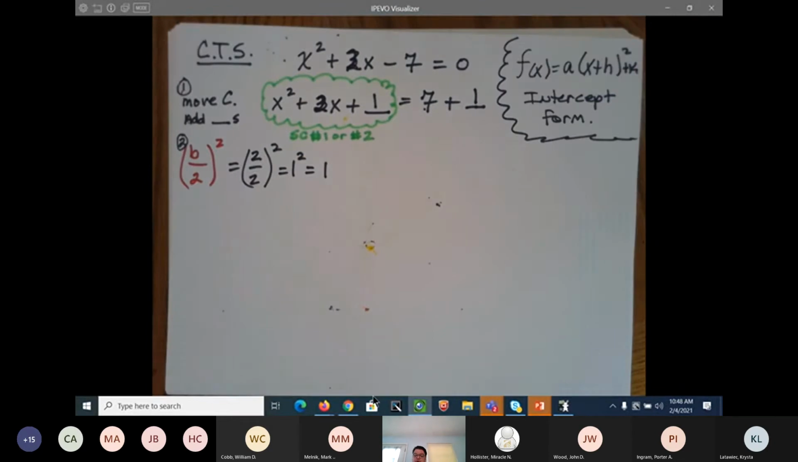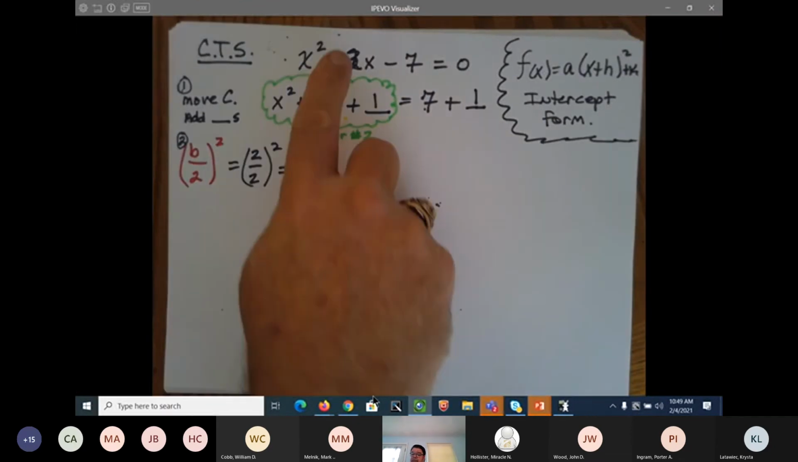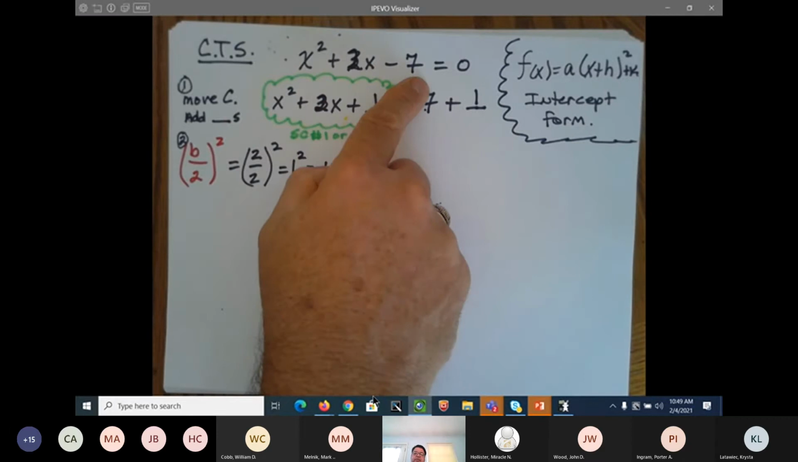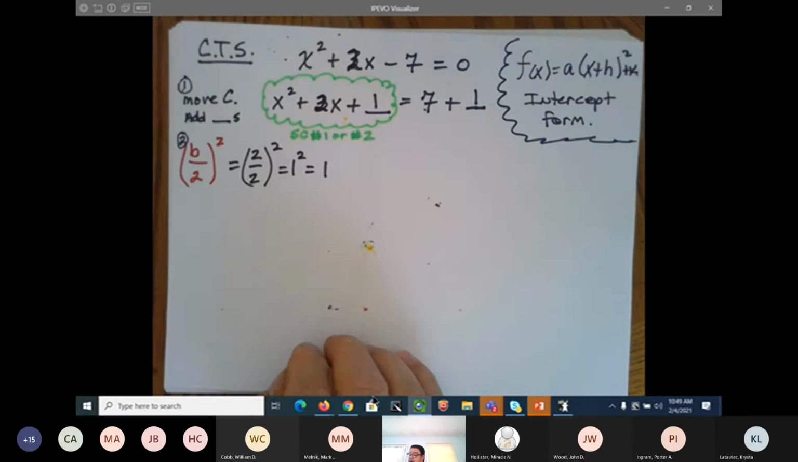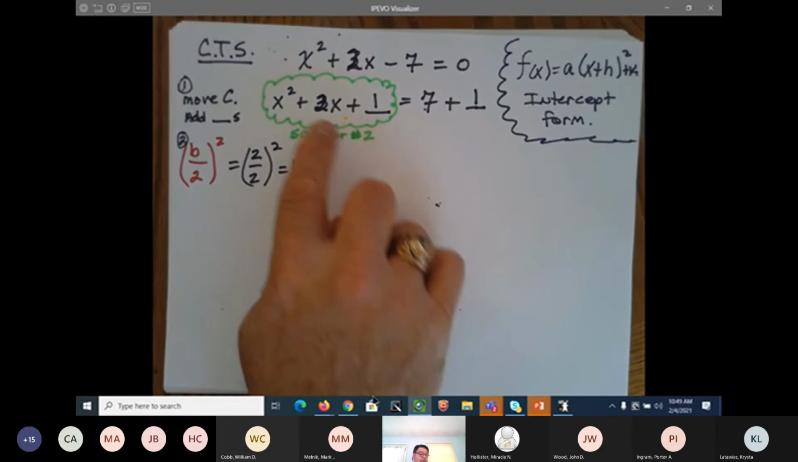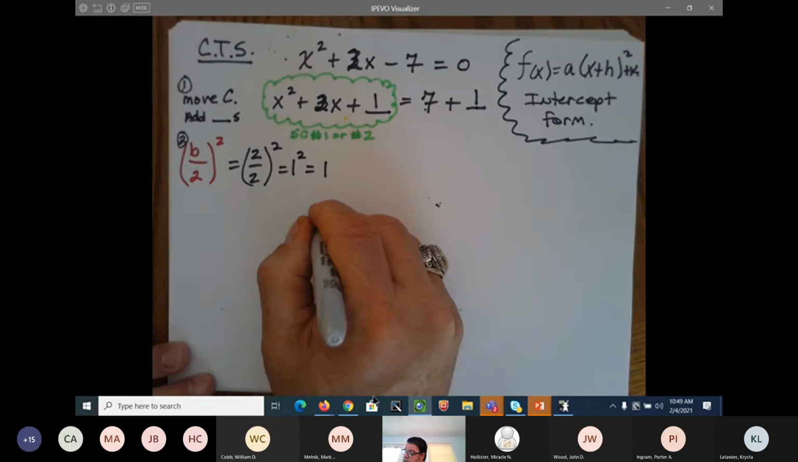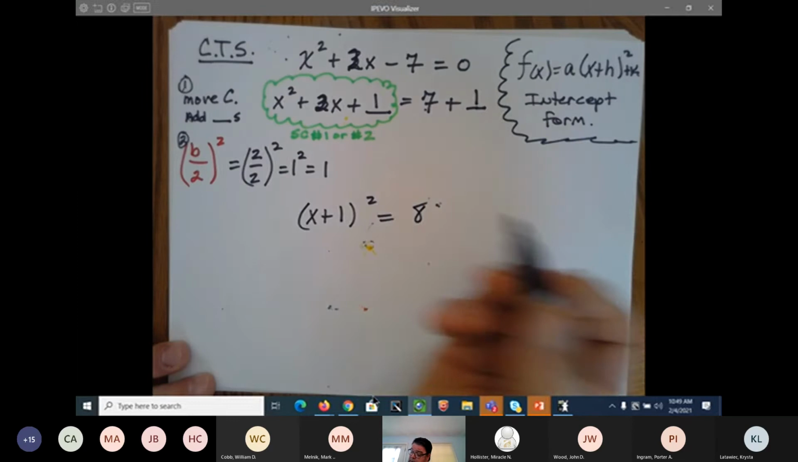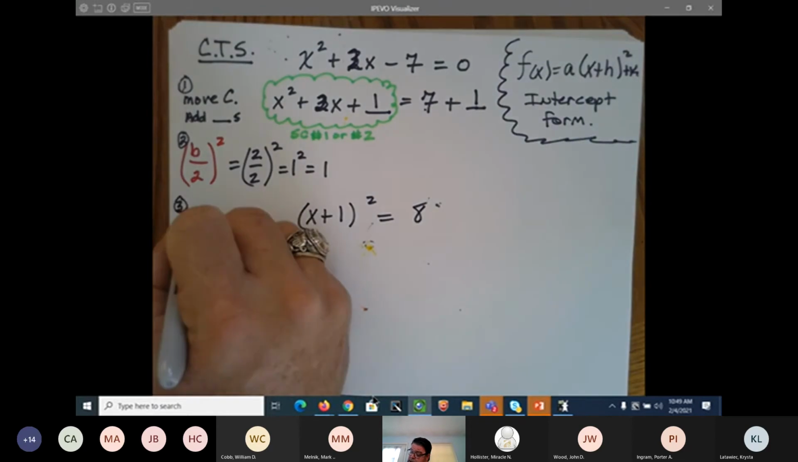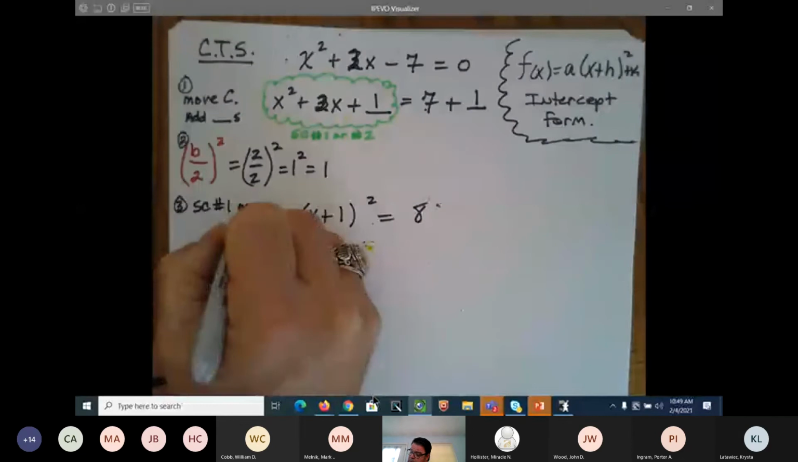Those shortcuts that you said, oh, I don't really need to learn them, I just use the reverse FOIL. Well, sometimes you can't use the reverse FOIL all the time. Here you can, but here you can't, because 1 times 7 will never give you a 2. So you have to use completing the square from here to here. And that gives us x plus 1 quantity squared is equal to 8. And I'll put right here number 3. Shortcut number 1 or number 2.